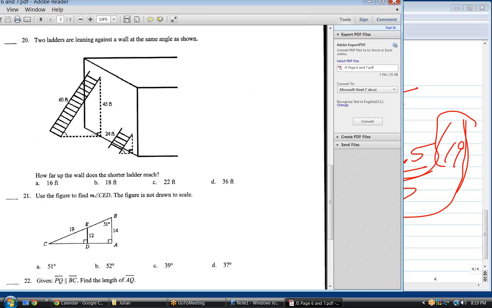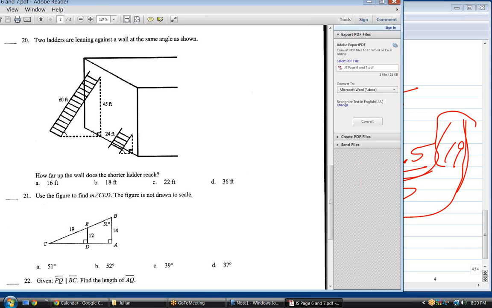So how many angles are the same? Two, which means all three are the same, because the angles have to add to 180. So if two of them are the same, the third one is always the same. So these two triangles are what?